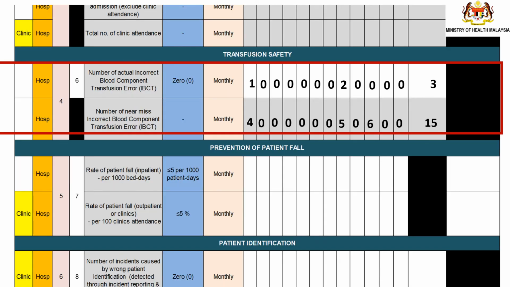Again, this is the example of how you fill in the data in MPSG 2.0 for goal number 4, transfusion safety.